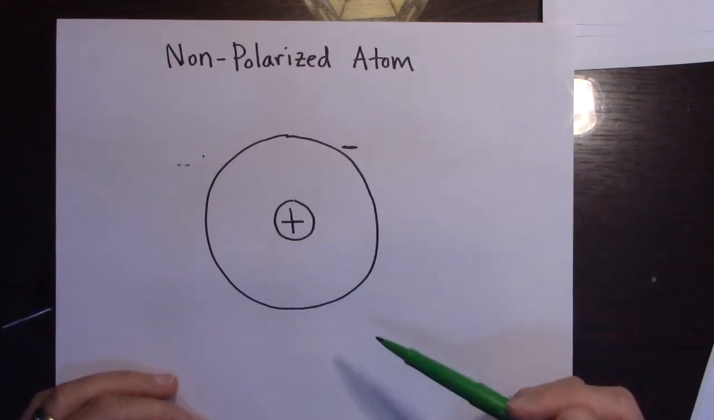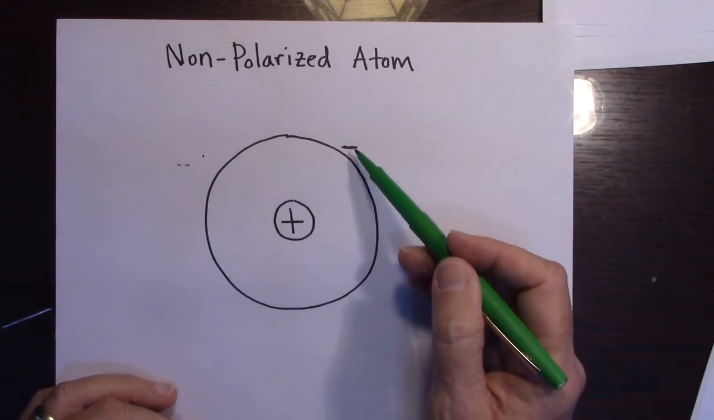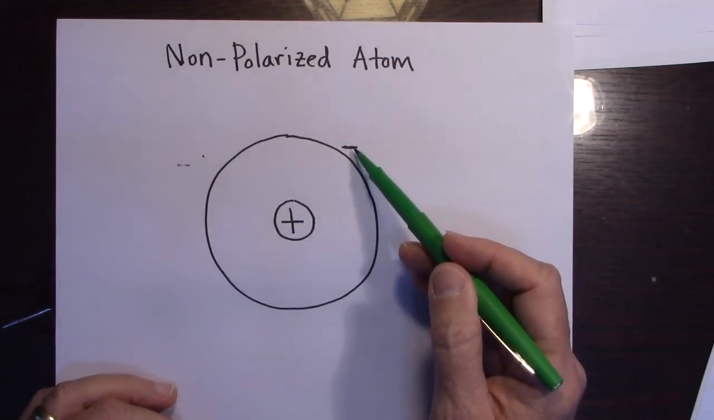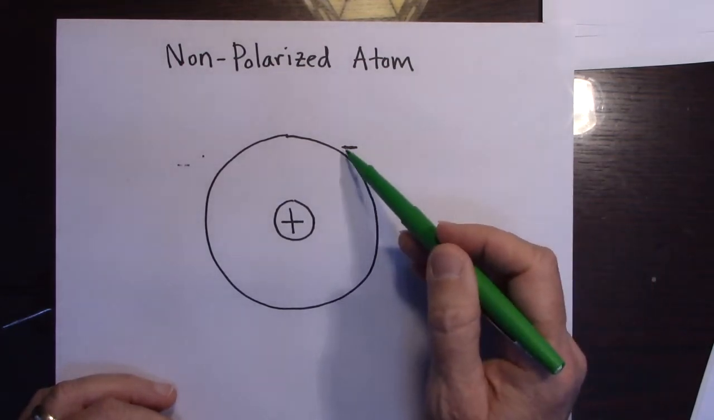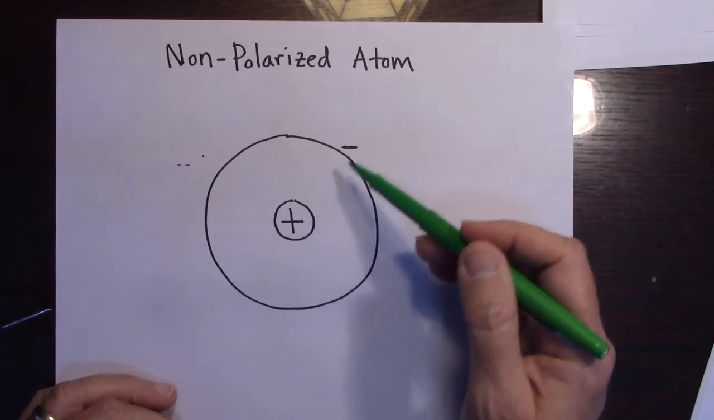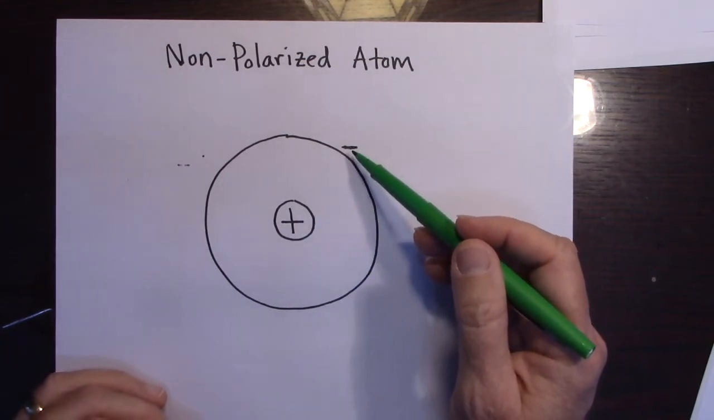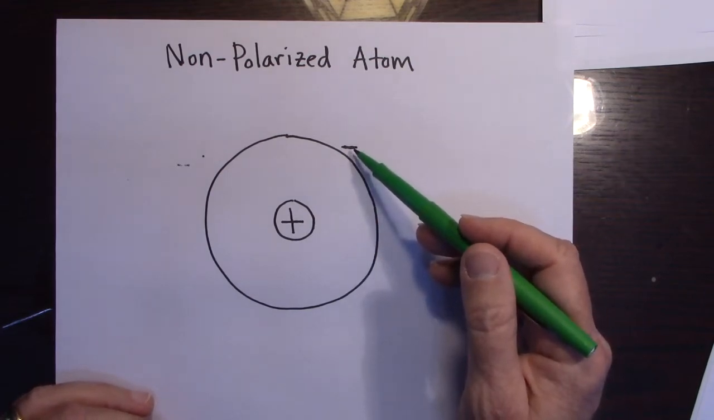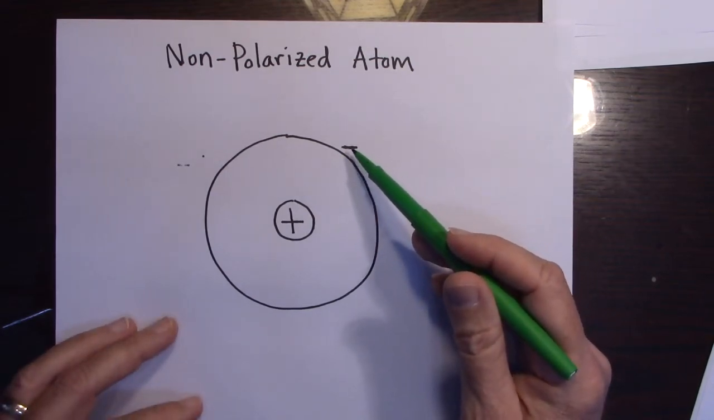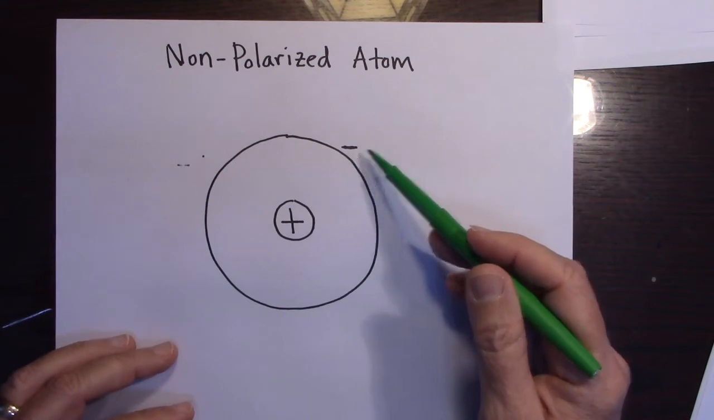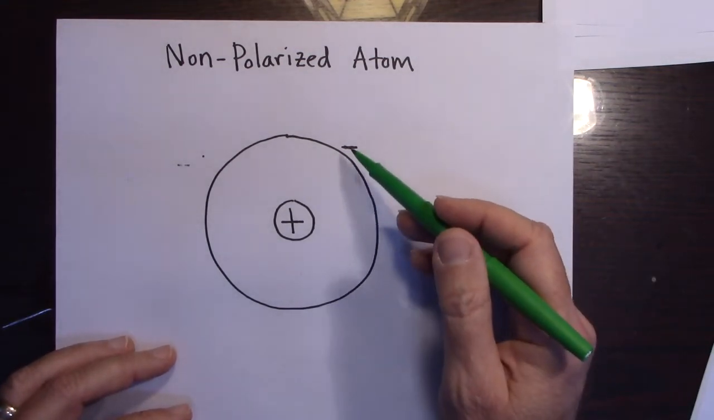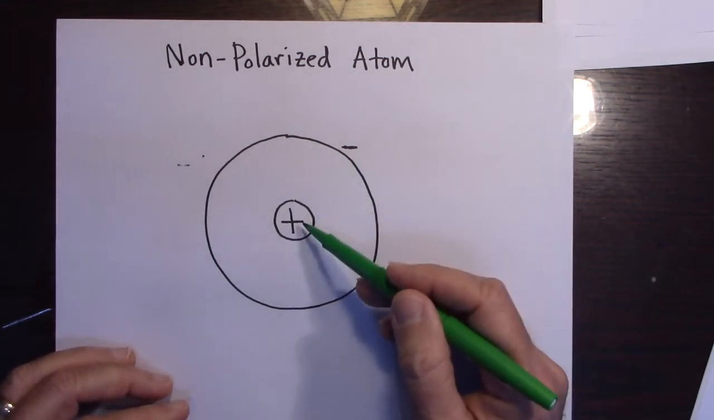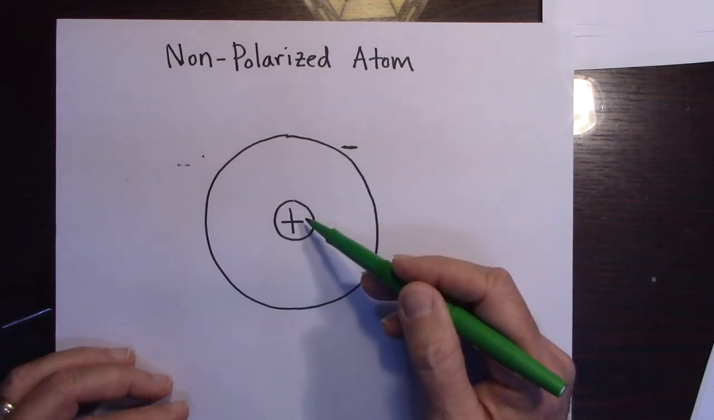And so for an insulator, these electrons are not allowed to roam around the material. They're stuck to their individual atoms. If it was a metallic bond, these electrons, the outermost ones, the valence electrons, would be able to roam around. But because this is an insulator, these are stuck to here. They're not allowed to roam around.